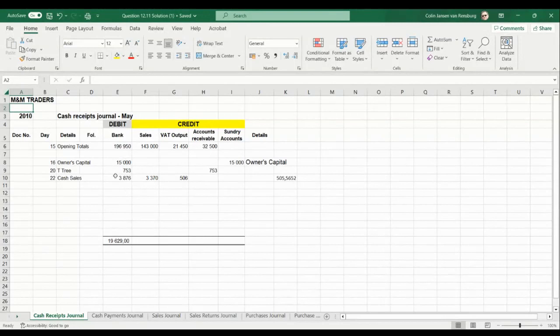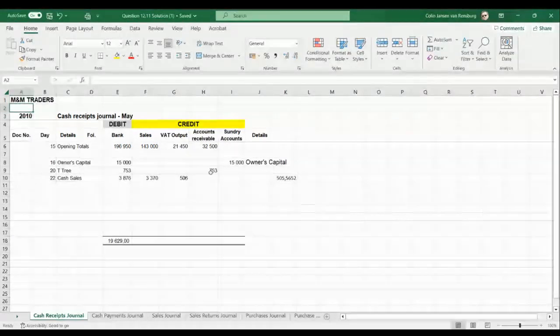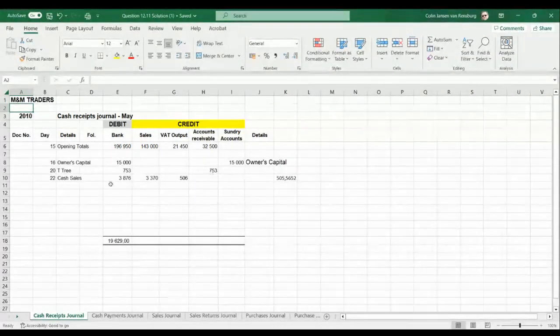We had 3 transactions here, right? Besides the opening totals, we had the owner's capital, where the owner contributed a further 15,000 rands. Then we had T3, where we debited our bank account and credited our accounts receivable account. What does that mean? It means our debtor called T3 made a payment on their account during the course of this month. And then thirdly, ladies and gentlemen, we had cash sales.